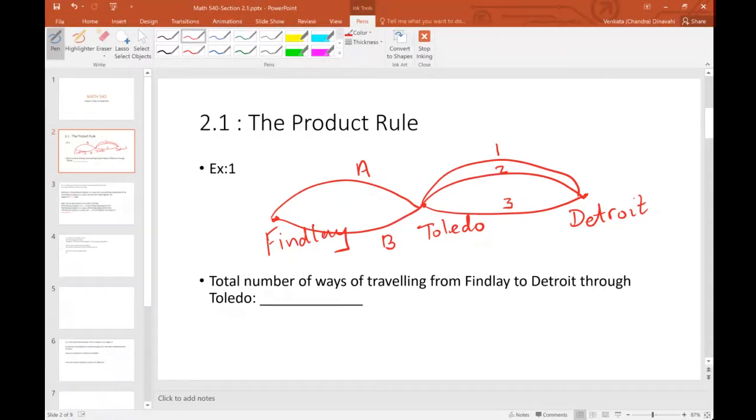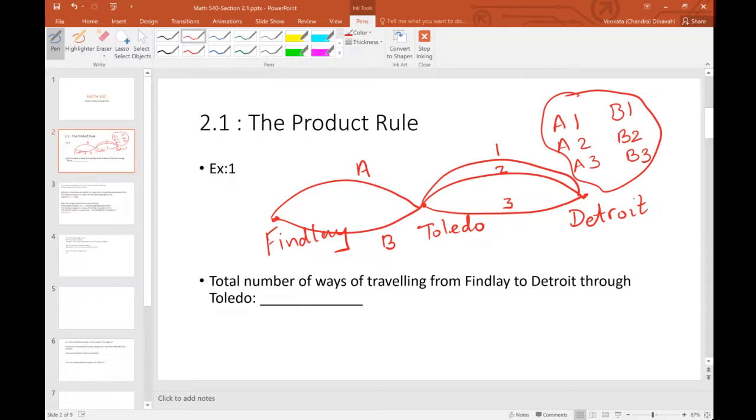Since the numbers are really small, you can manually count them. For example, I can go via A, and then I can pick either A1 or A2 or A3. That means if I go by A, I can pick any of those routes. Similarly, I can pick B1, B2, and B3. So there are a total of 6 different routes from Findlay to Detroit. There are 6 different ways you can travel.